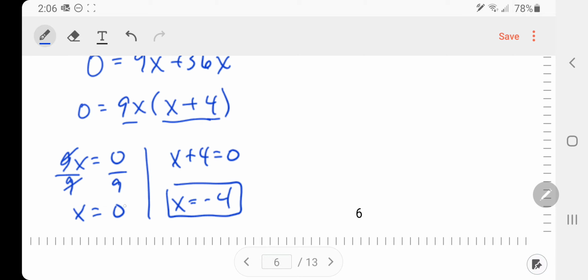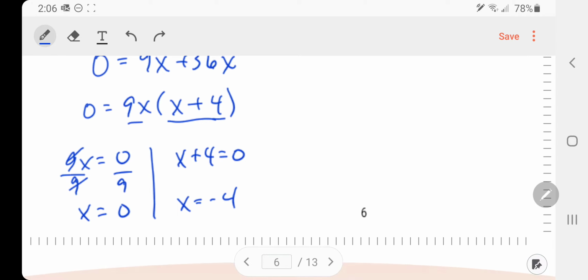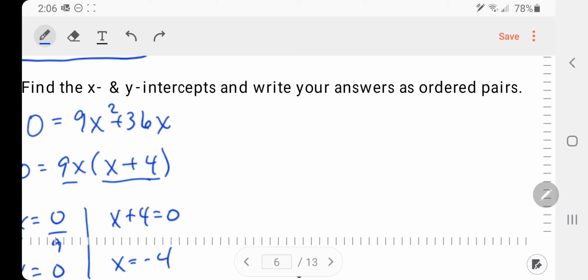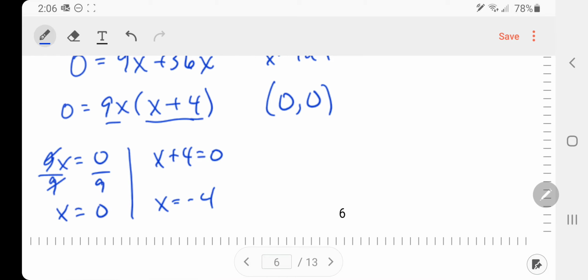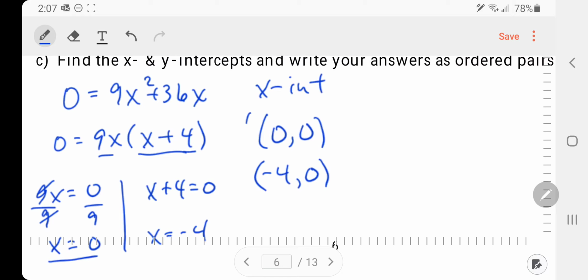Now it does want those as ordered pairs, so maybe I boxed that prematurely. As ordered pairs, the x-intercepts are (0, 0), because remember x was 0, and the y-coordinate of an x-intercept is always 0, and the other x-intercept was (-4, 0). Those are the x-intercepts.